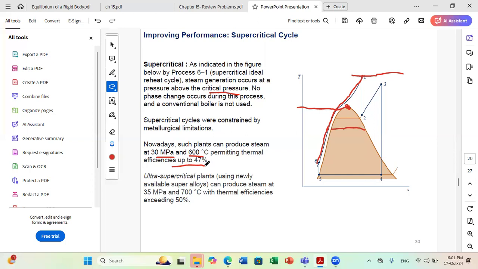Ultra supercritical plants using newly available super alloys can produce steam at up to 35 megapascal with 700 degrees, with thermal efficiencies exceeding 50%. So as you can see, technological advancements were always helpful in having a more efficient use of energy.